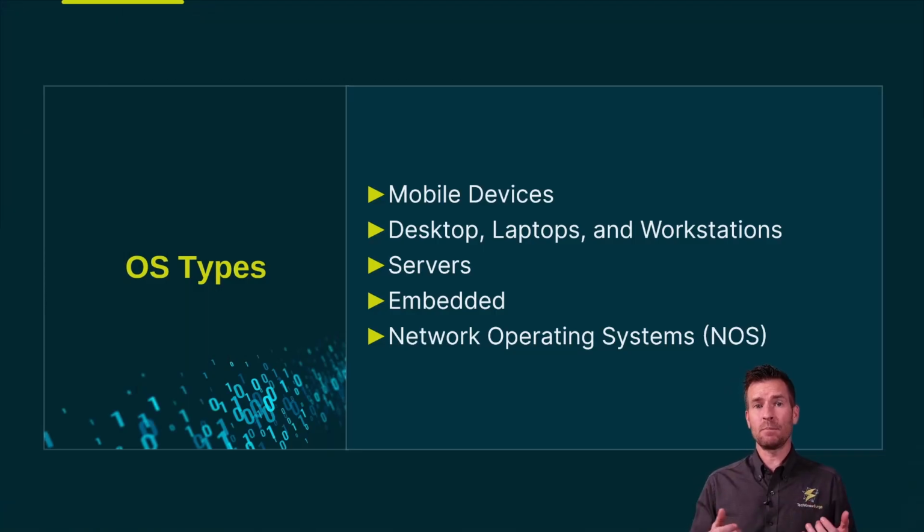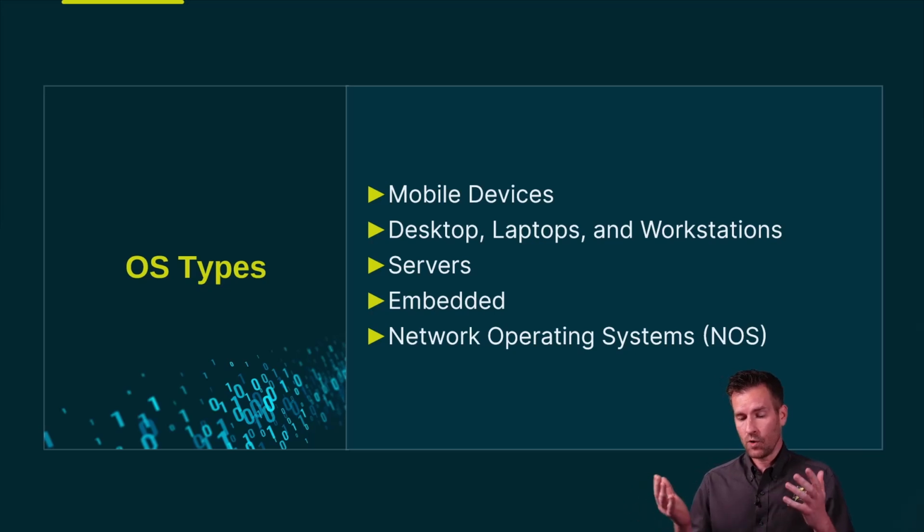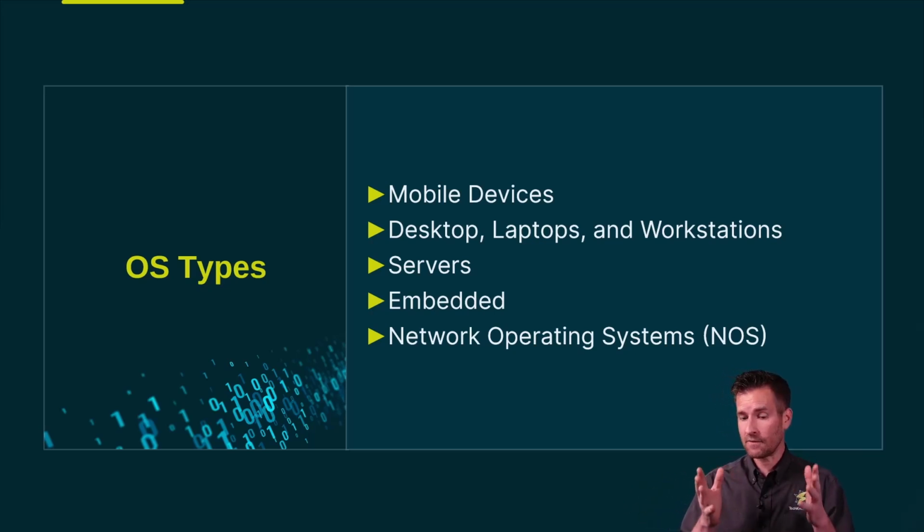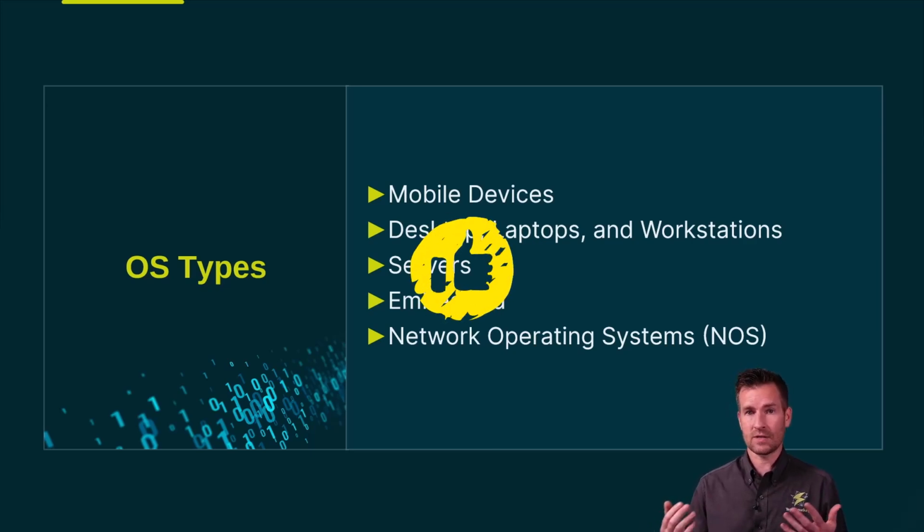So there are some examples of our OS types, whether it's mobile devices, OSs for desktops, laptops, and workstations, OSs that are specifically designed to be servers. We have embedded OSs, and we also have things like network operating systems, ones that are designed for switches, routers, and firewalls.